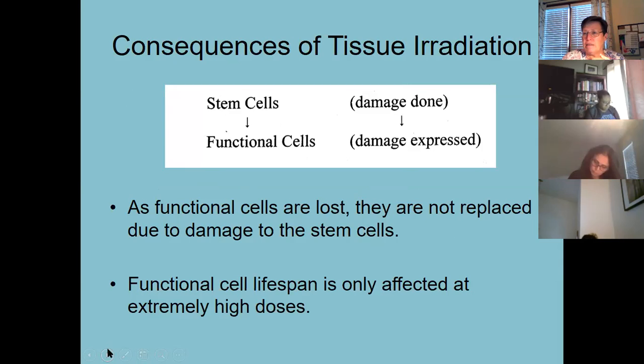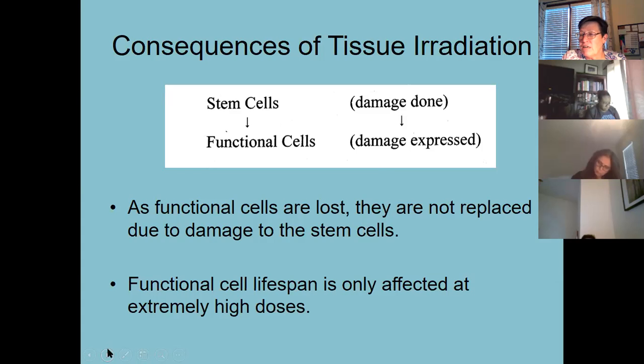So we've already said the stem cells are sensitive to radiation. If a tissue was irradiated, the stem cells are the ones that are going to be killed because they are poorly differentiated and rapidly dividing. We would see the damage expressed when those stem cells should become functional cells. The functional cells won't be damaged by radiation because they're resistant, but they have a finite lifetime. They're going to die off at some point.